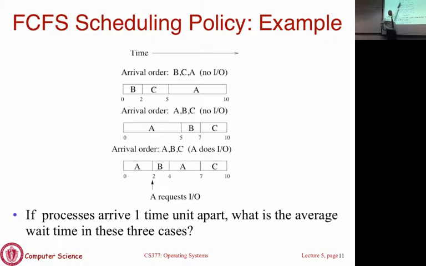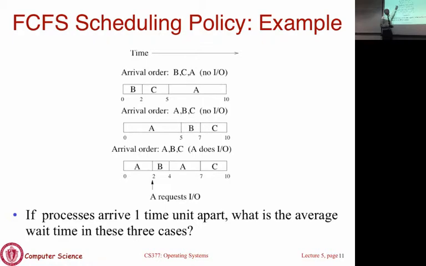Let's say it needs 2 seconds before it finishes. So it runs for 2 seconds, then it finishes. It doesn't do any I/O, so it gets to run to completion. C runs next. It takes 3 seconds, it's going to complete, and then A gets to run next for 5 seconds. So by T equals 10 seconds, all three jobs are done. And the FCFS scheduler just scheduled them in arrival order.